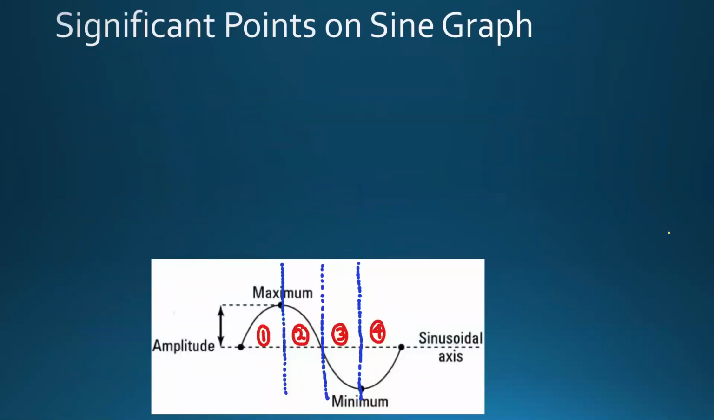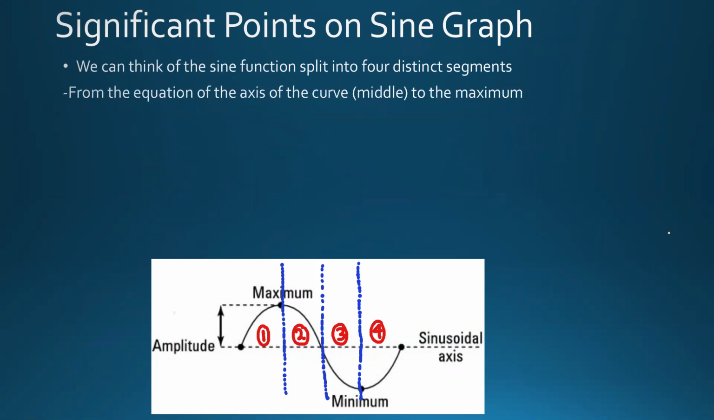Next thing I want to talk about is the significant points on your sine graph. This will make a bit more sense when we talk about the word problems, but I want to introduce it to you now. The significant points on the graph will basically split up your graph segment. I'll call the equation of the axis of the curve the middle for short. That's not the formal name, just so you know, but if I talk about the middle point, it's just an easier way for me to remember the equation of the axis of the curve.